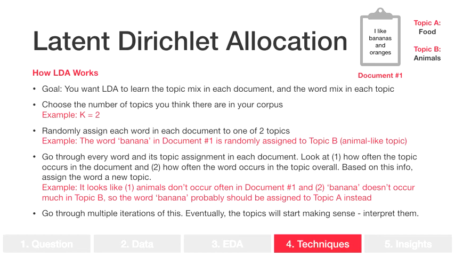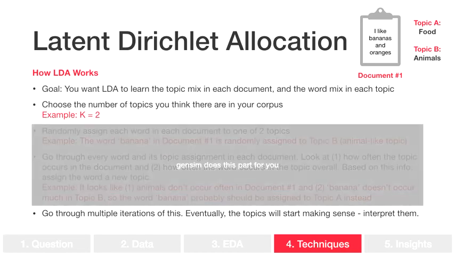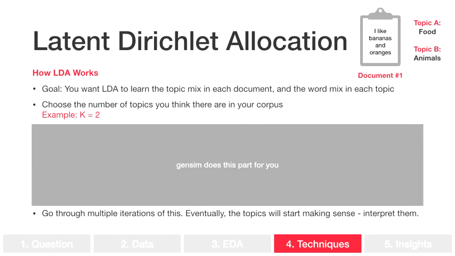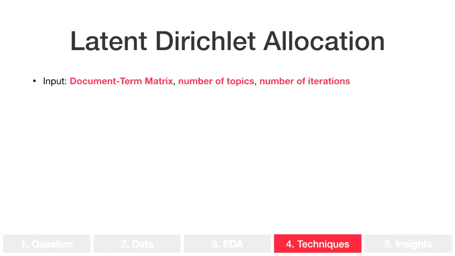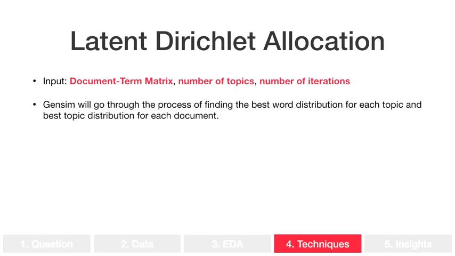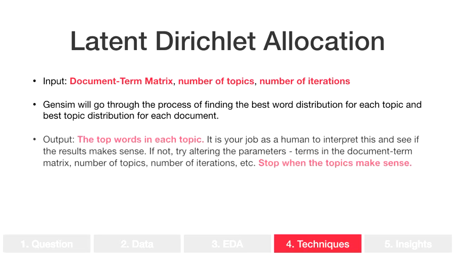This all seems very complex, but luckily, gensim does this whole part for you. All you have to do is say how many topics you want, how many iterations you want to go through, and do the interpretation. So our input is our document term matrix, our number of topics, and our number of iterations. gensim will find those probability distributions that are best. And then the output is, for every topic, what are the top words in that topic? And then you have to figure out, do these make sense or not?